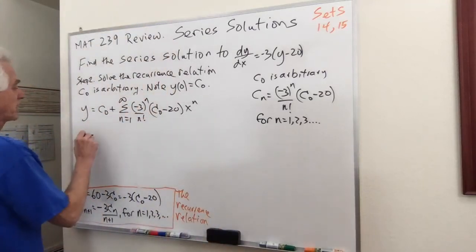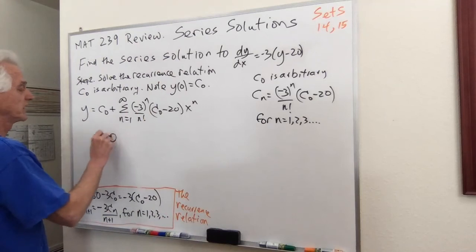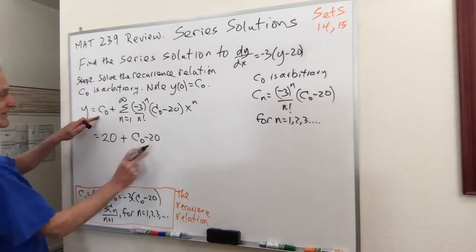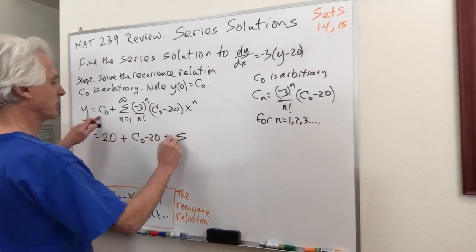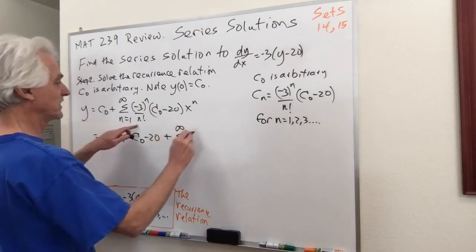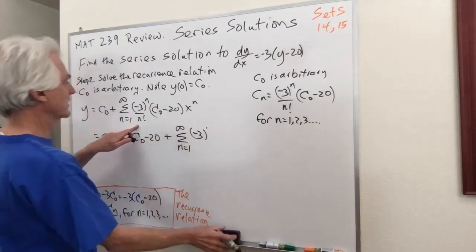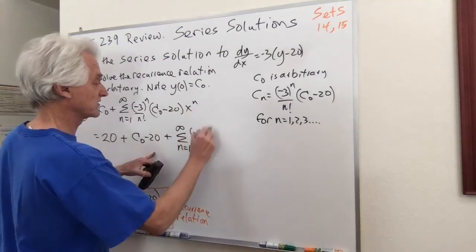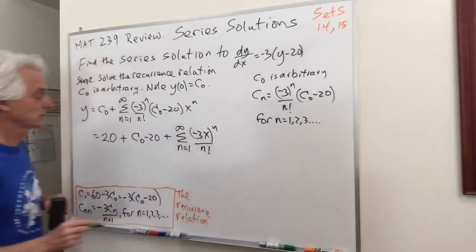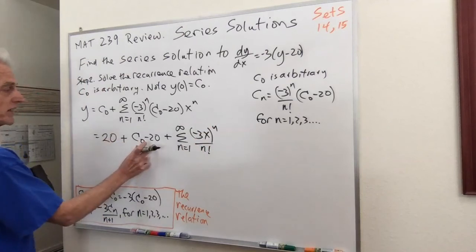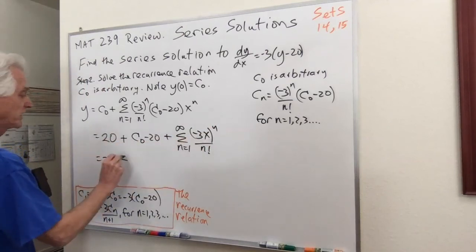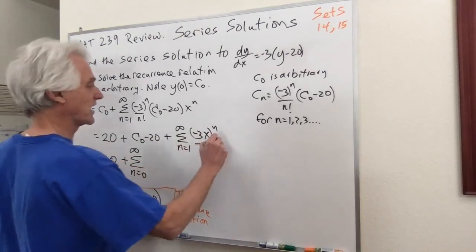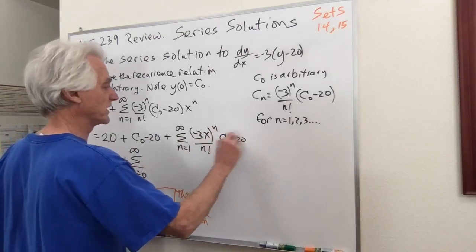All right, so let's think about this. This is going to be 20 plus C0 minus 20. That's another way of writing C0. Plus, let's write this from n equals 1 to infinity, minus 3 to the n, let's combine this. Minus 3 to the n times x to the n is minus 3x to the n over n factorial, right? Oh, but now I can combine this with that term, and I get 20 plus the sum from n equals 0 to infinity. Oops, I forgot the C0 minus 20 here.